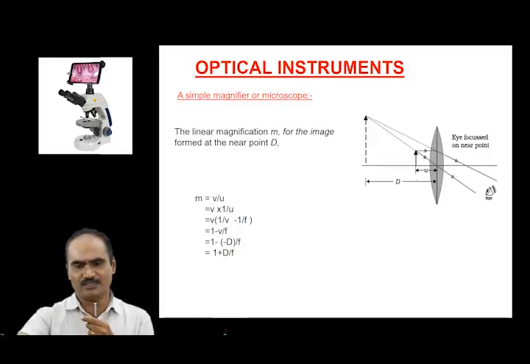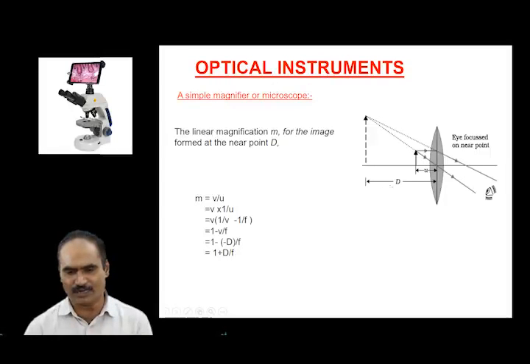That distance of least distinct vision, usually for a normal person, is 25 centimeters. So that distance is denoted by capital D. Then the image forms at D. Substituting in this equation, you will get 1 minus v by f, if you take it inside. But v is minus D, because the incident ray and the image form on the same side. So after substituting that, you will get 1 plus D by f. Therefore the magnification obtained for this simple magnifying glass or simple microscope is 1 plus D by f.